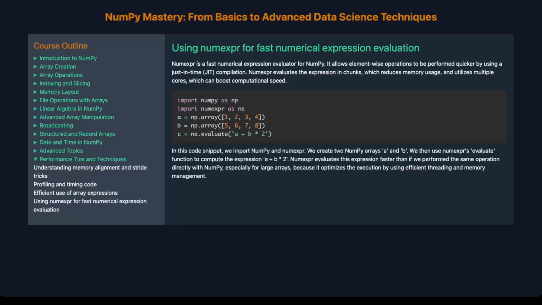In this code snippet, we import NumPy and NumExpr. We create 2 NumPy arrays A and B. We then use NumExpr's evaluate function to compute the expression A plus B squared. NumExpr evaluates this expression faster than if we performed the same operation directly with NumPy, especially for large arrays, because it optimizes the execution by using efficient threading and memory management.